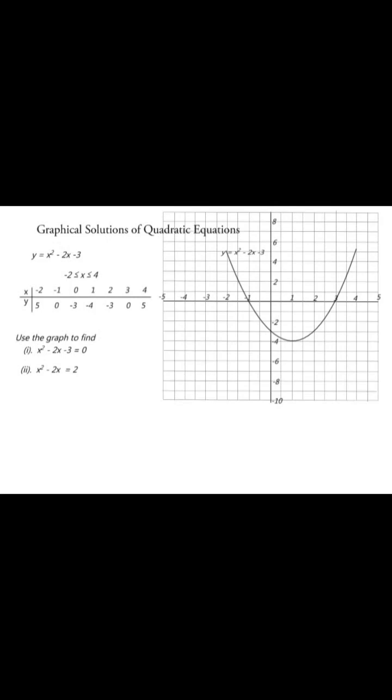To solve the first one, we subtract it from our equation for the graph. Y is equal to x squared minus 2x minus 3. Then we rewrite the second equation. 0 is equal to x squared minus 2x minus 3. When we subtract the 2, we'll get y is equal to 0. And so we go to the graph and find the values of x when y is equal to 0. These are points on the x-axis. We have x is equal to minus 1 and x is equal to 3. This is the solution.